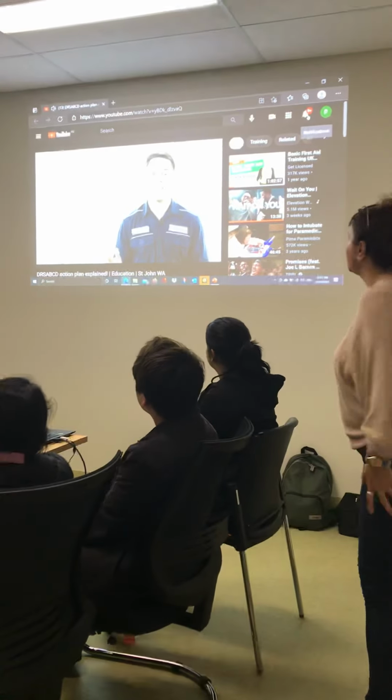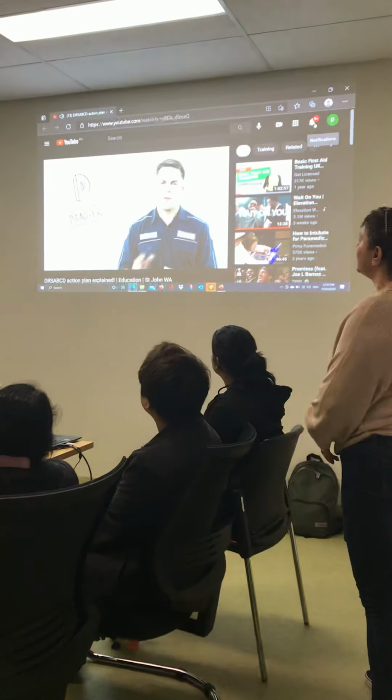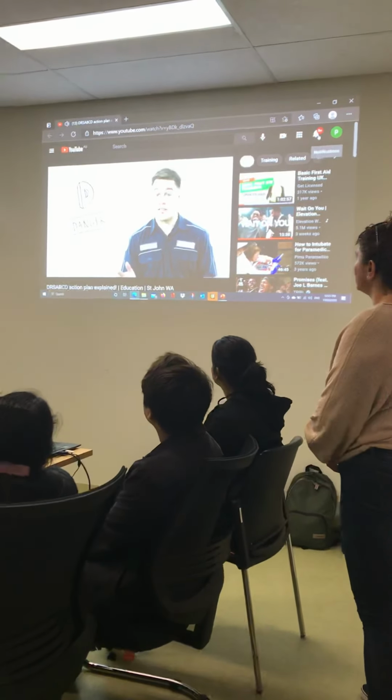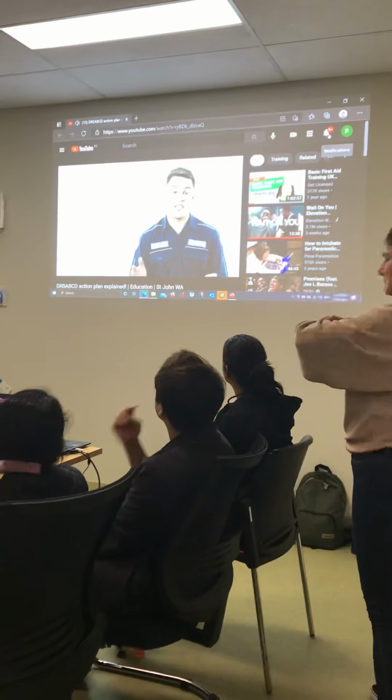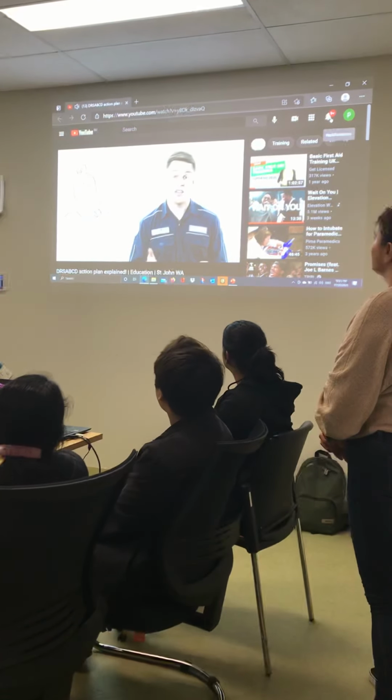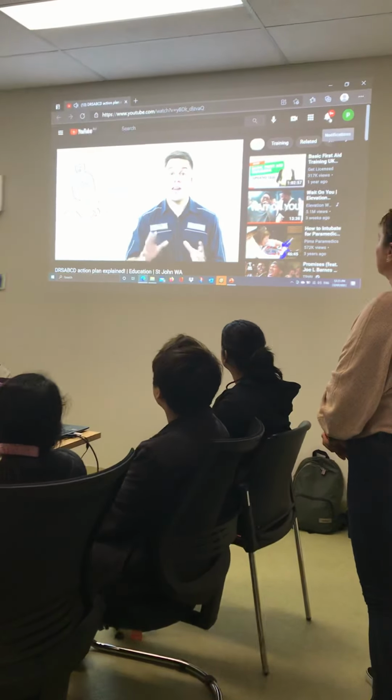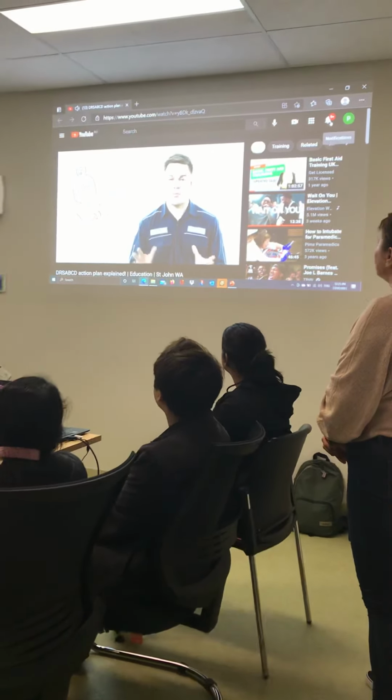So let's start with D, danger. It's all about ensuring the area is safe for everyone at the scene. Dangers include things such as electrical wires, gas, fumes or obstacles. If any of these are present, only proceed to help when it's safe to do so.